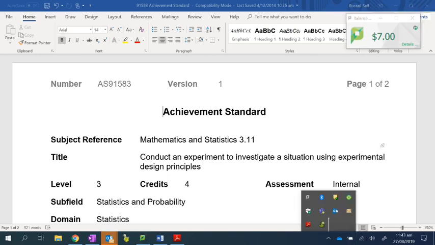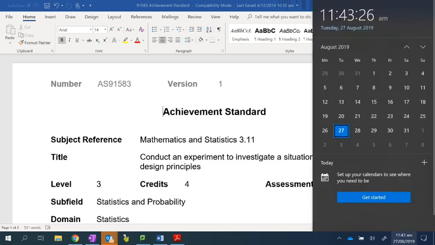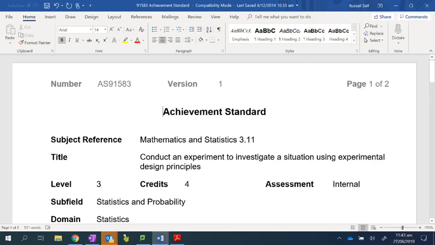Okay, so our achievement standards. Now these achievement standards are also, there it is, the credits too. These achievement standards are also in the very first front of your book, but let's follow along with these so that you can see exactly what the achievement standard looks like.